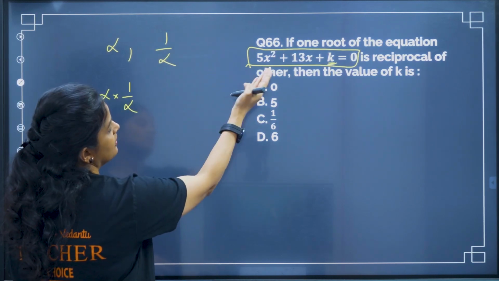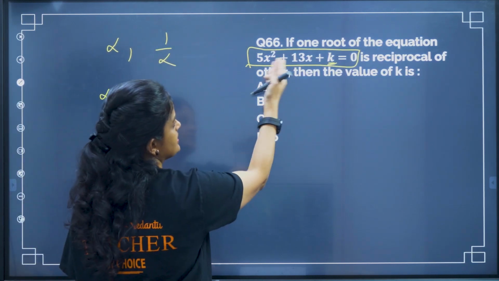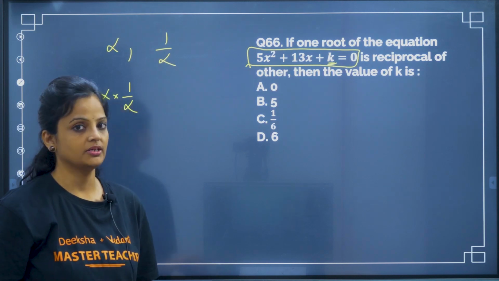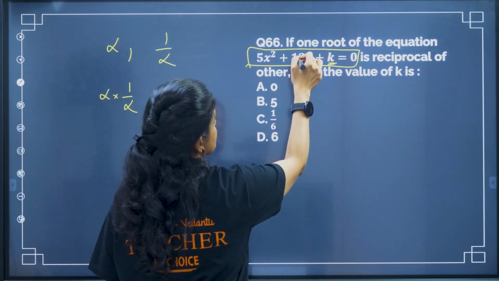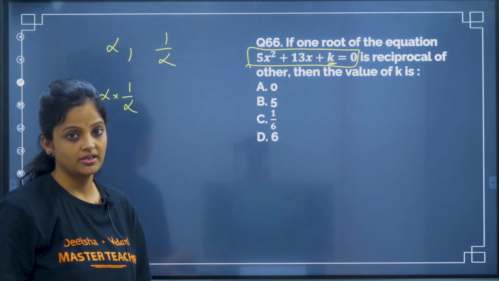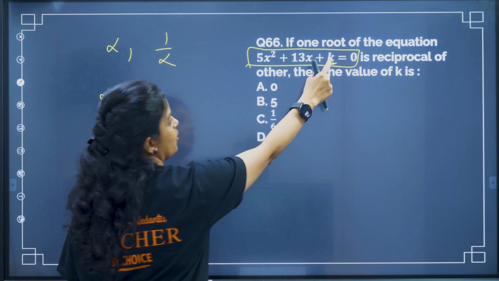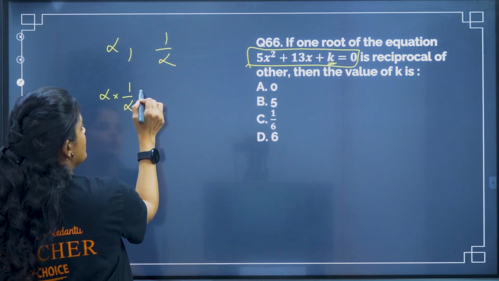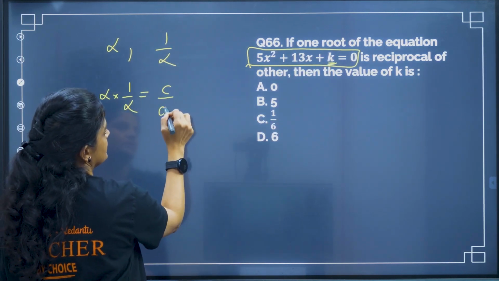If I take sum of the roots, I'll get minus b by a. That is of no use for me, isn't it? If k is here, I would have taken the sum of the roots. K is in the last constant's place. So product of the root is c by a.